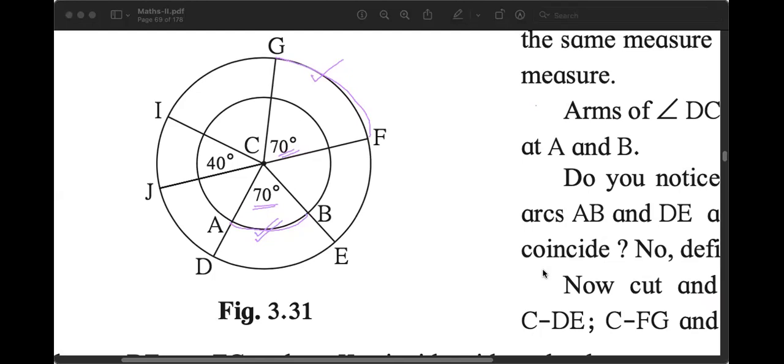And the important point to note here is that although the measure of the arcs are same, they are not congruent. So there is something else that we are missing. What is that something else? If you look at the diagram, you will know. The measure of the angle is just one part. There is something else that is different.